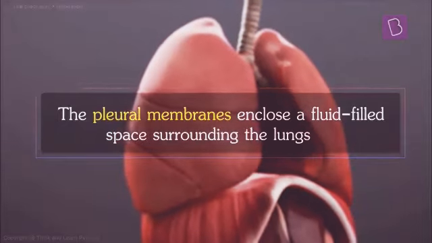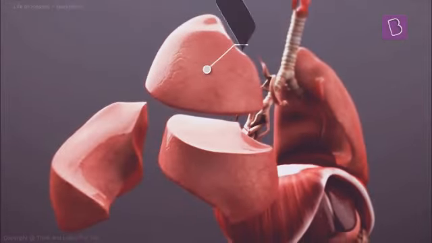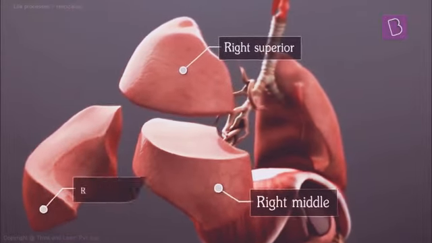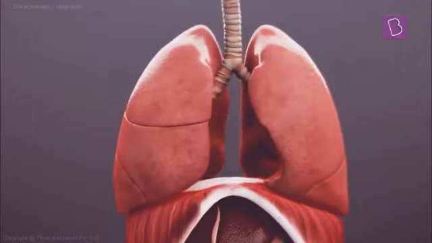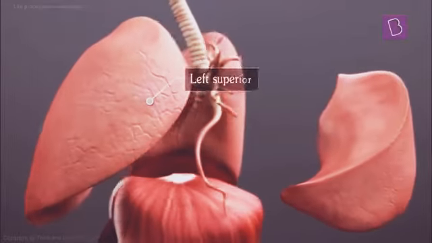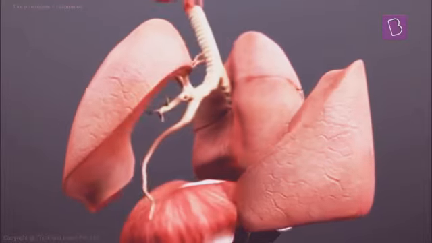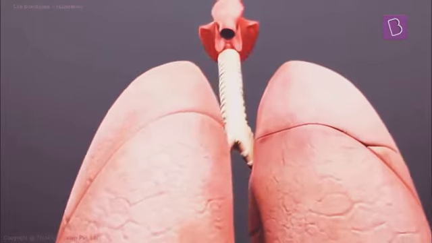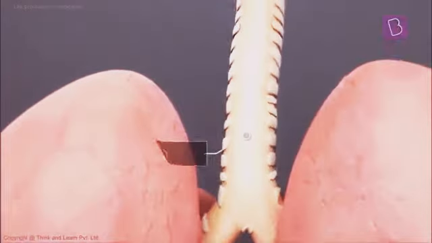The lungs. The right lung is divided into three lobes: the right superior, the right middle, and the right inferior lobe. The left lung, which is smaller to accommodate the heart, has only two lobes: the left superior and the left inferior lobe. Both the lungs are associated externally with small tubular bronchi which unite and extend into the trachea.